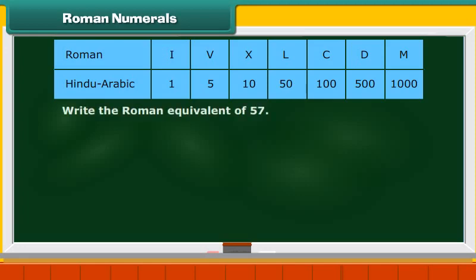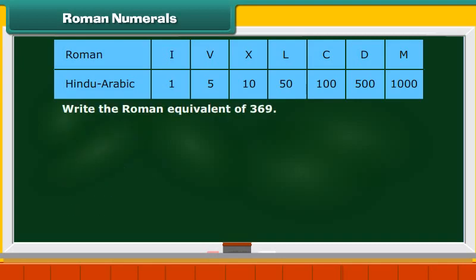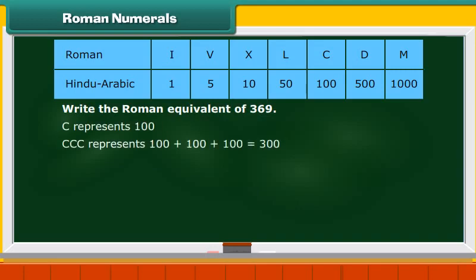Write the Roman equivalent of 369. C represents 100. Triple C represents 100 plus 100 plus 100, that is 300. L represents 50. X represents 10. LX represents 50 plus 10, that is equal to 60. IX represents 10 minus 1, that is 9. Therefore, 369 is equal to CCC LX IX.